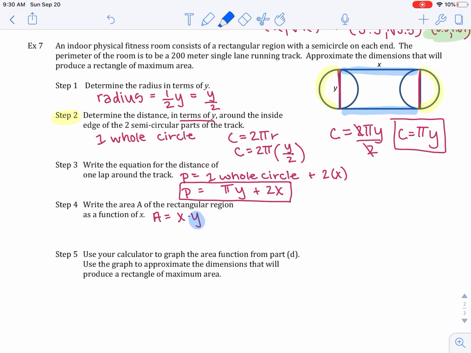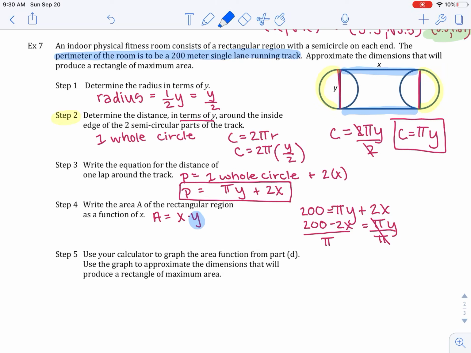So the issue is here. Well, if we go back to the word problem, it said that the perimeter of the track is to be a 200 meter single lane running track. So that means that's the perimeter. And in the previous step, we solved for perimeter. We said that it was equivalent to pi times y plus 2x. So that's 200. Our goal then is to solve this guy for y. So 200 minus 2x equals pi y. Divide both sides by pi. And we got what y is equivalent to, right?